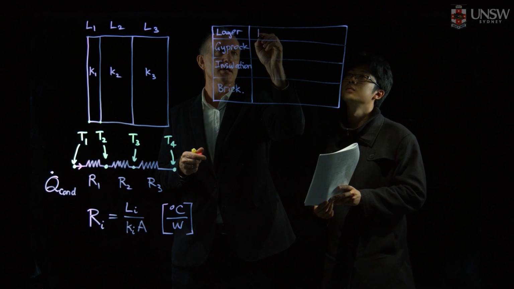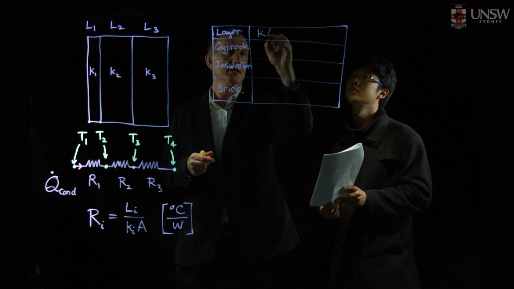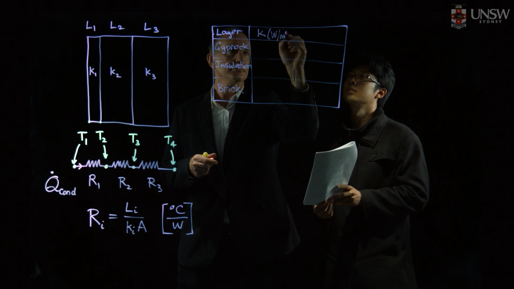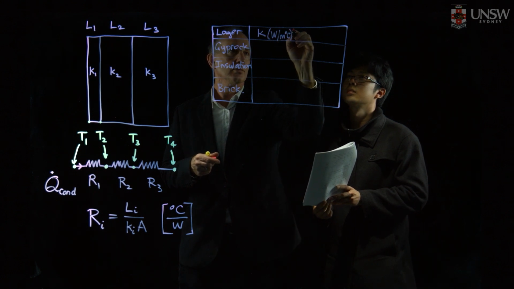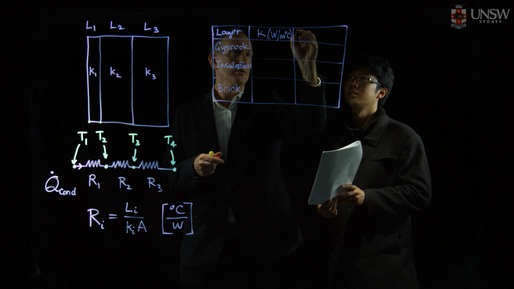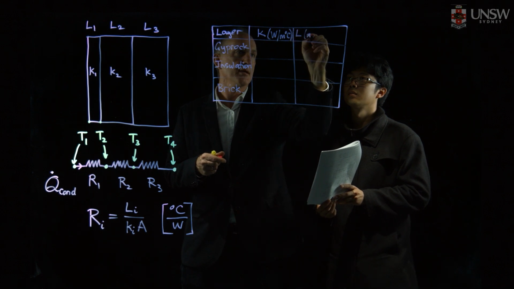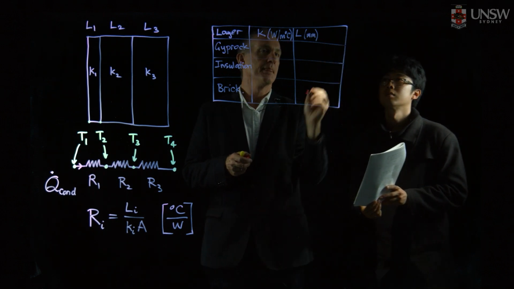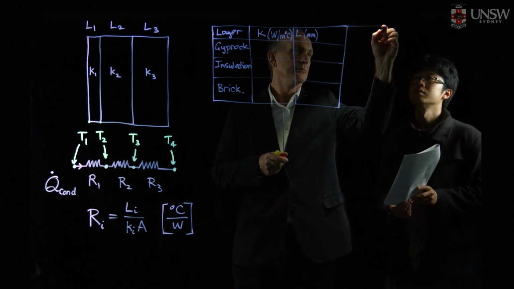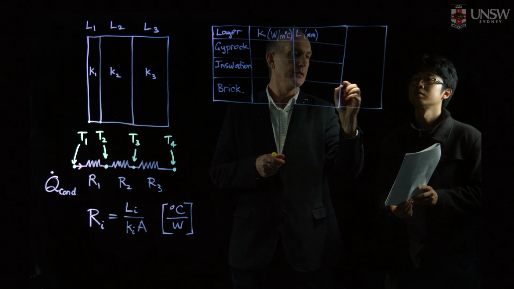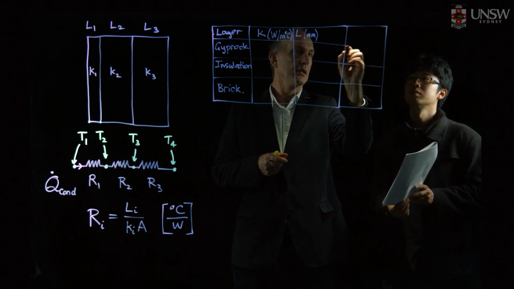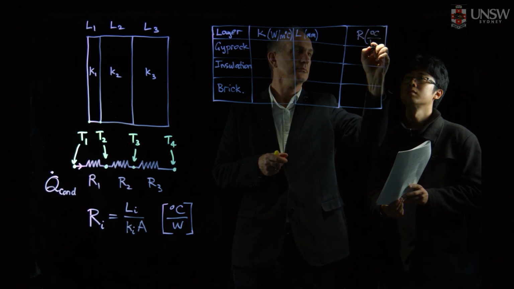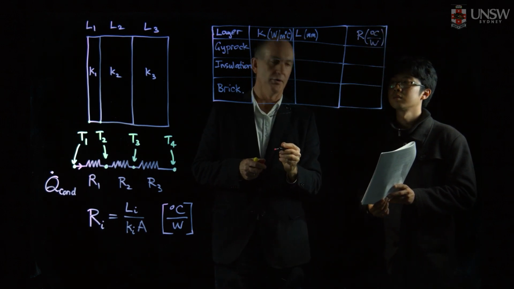Let's write up now the thermal conductivity. We need the thermal conductivity. We need the thickness of the layer. We'll write that up in millimeters. Of course, we need to calculate in meters. Might just go a bit bigger here. And in the end, we want to calculate our thermal resistance in degrees C per watt.